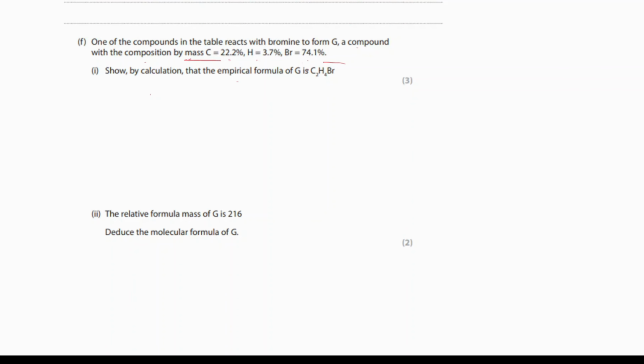Show by calculation that the empirical formula is this. I ask students to make a simple table, like make simple columns depending on the number of atoms. So it has carbon, hydrogen and bromine. How much carbon? 22.2%, hydrogen 3.7%, and bromine is 74.1%.